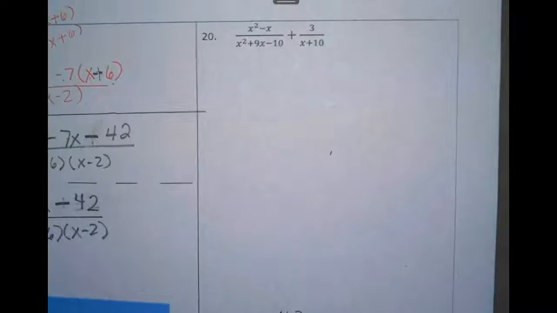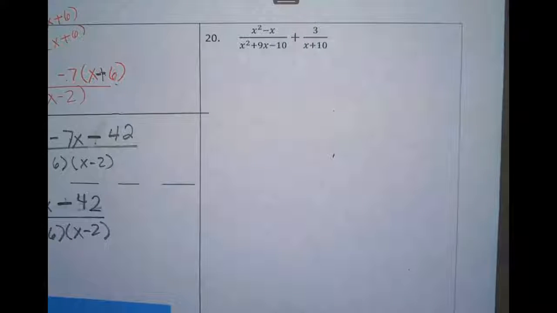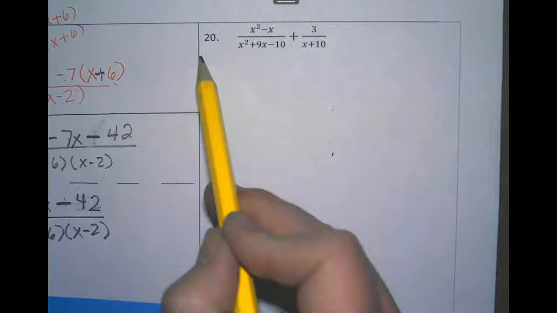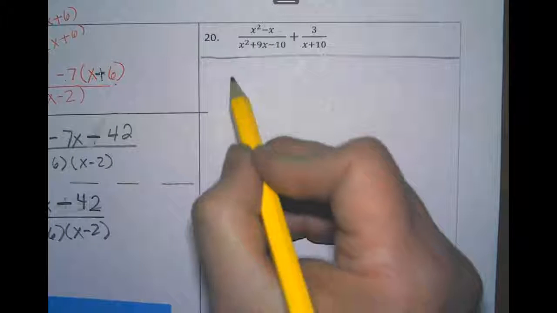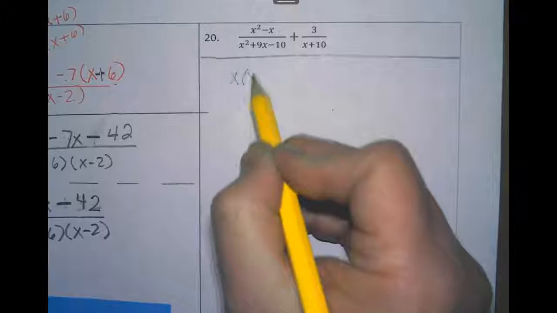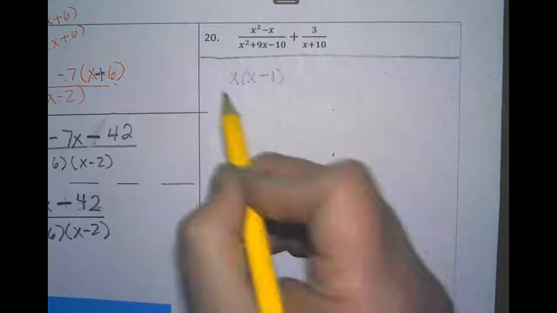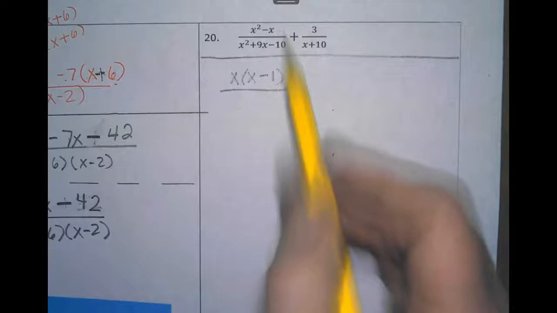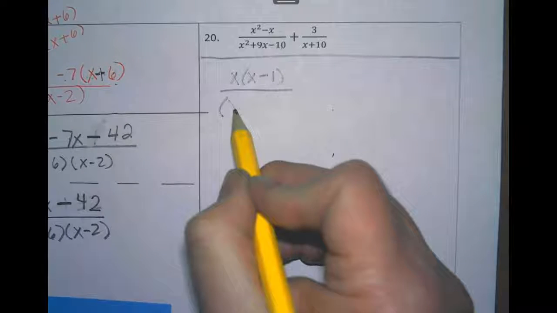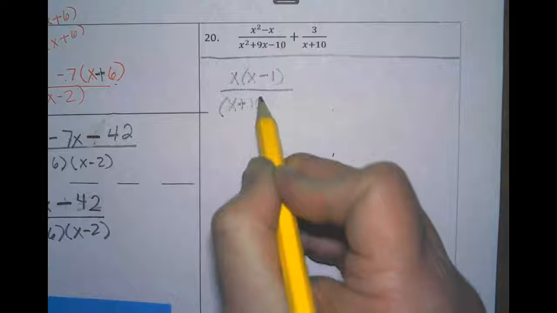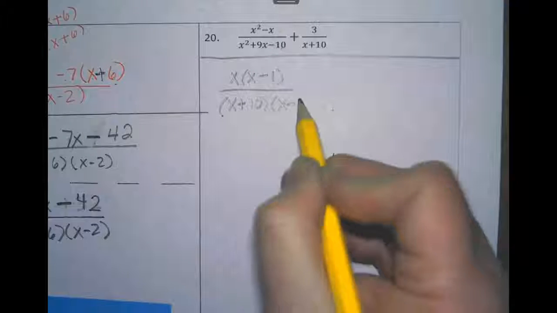So let's look at problem number 20. It is an addition problem. And so the first thing I'm going to do is factor the numerator, x minus 1. I'm going to factor out an x. The factors of 10 are 10 and 1. X plus 10, x minus 1.